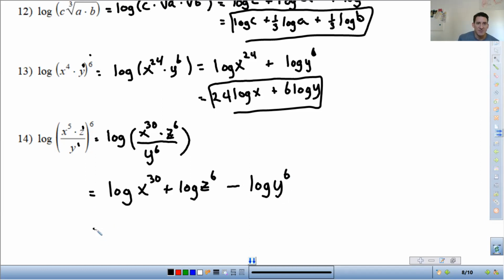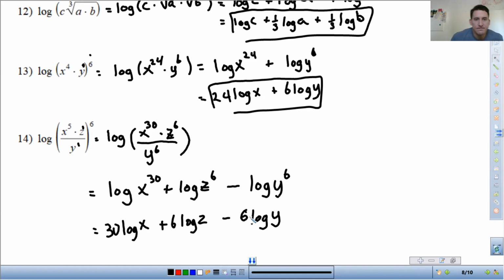And then those exponents get moved out front. So it's 30 log of x plus 6 log of z minus 6 log of y. And that's a weird looking 6. There we go.